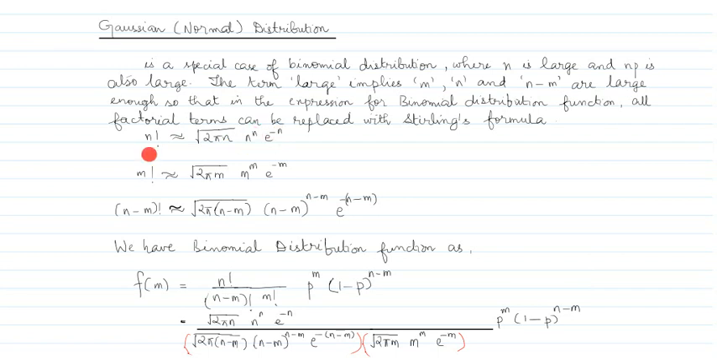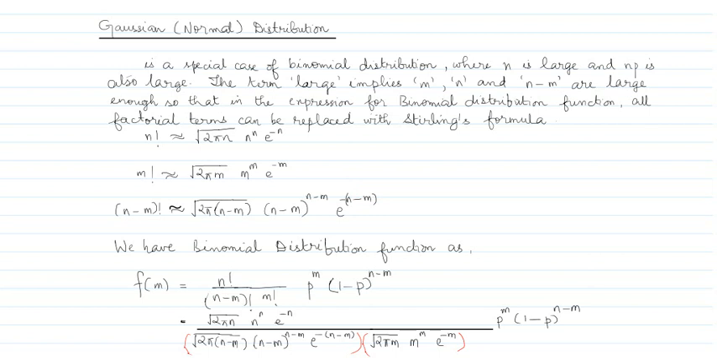If n factorial is like this, then m factorial would be like this, and n minus m factorial can be approximated as root of 2 pi (n minus m). See, instead of n, you plug in n minus m. Instead of n raised to n, obviously you will have n minus m raised to n minus m. And instead of e raised to minus n, you will have e raised to minus of n minus m.